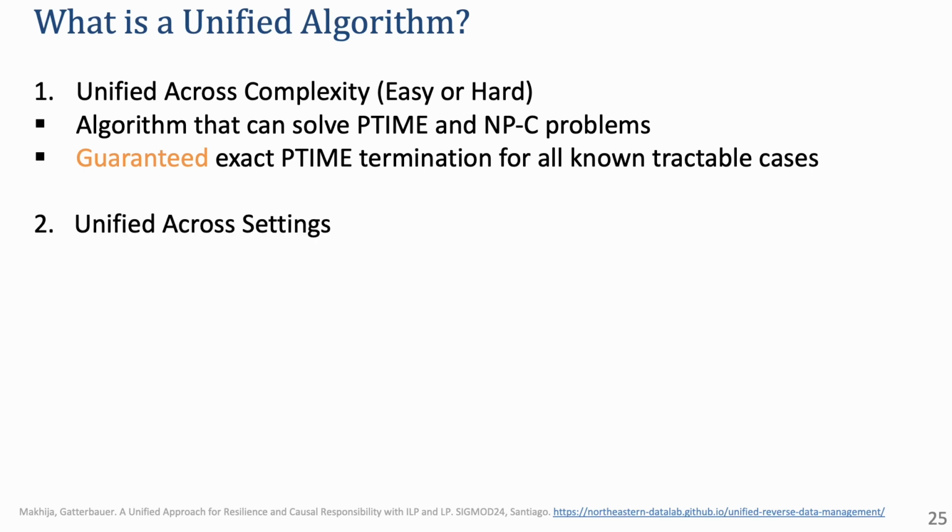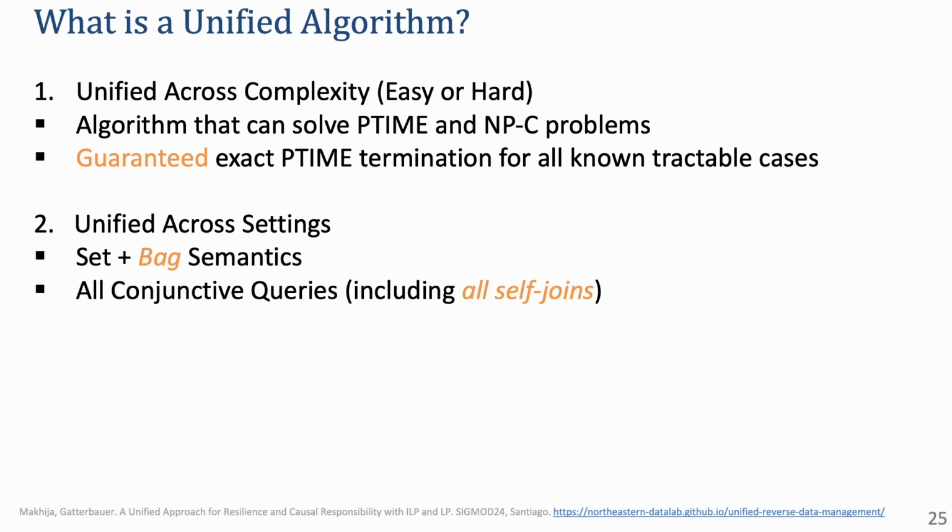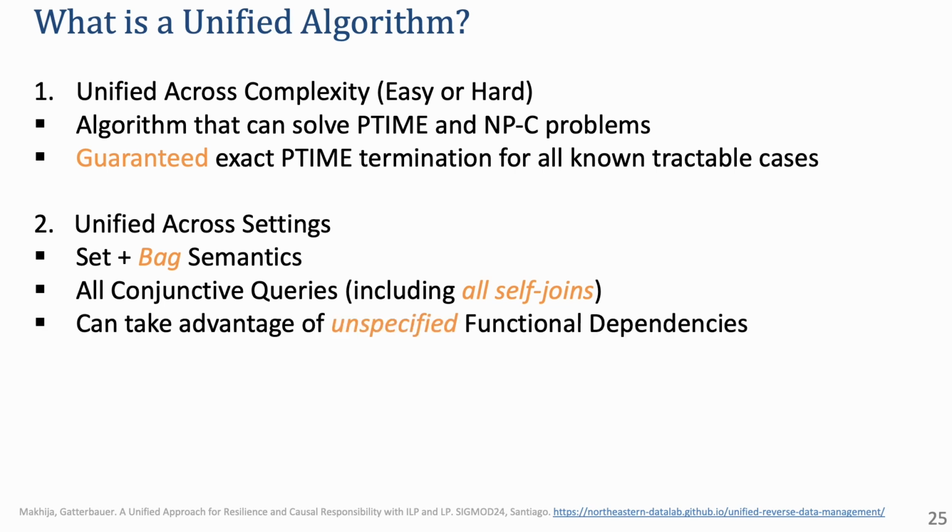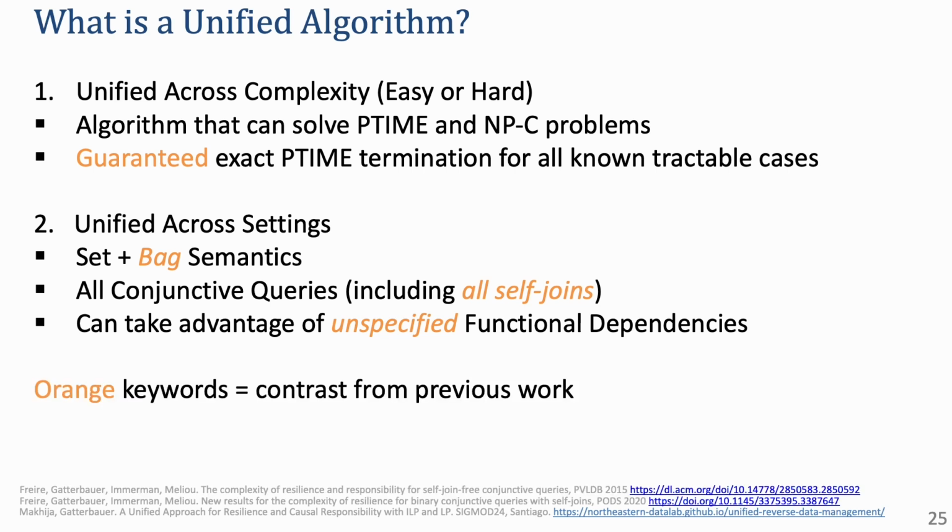The second criterion for unified is that it's unified across settings. The algorithm works for set and bag semantics. It works for all conjunctive queries, including queries with self-joins, which are usually difficult, and there weren't previously known algorithms for all self-join queries. And it can take advantage of even unspecified functional dependencies. So prior work, if you knew there was a functional dependency, you could somehow leverage it in the algorithm. But our algorithm simply acts on the structure of the data automatically. And this is what we mean by unified.